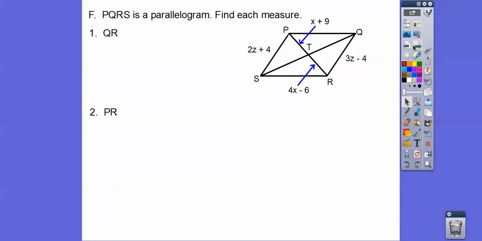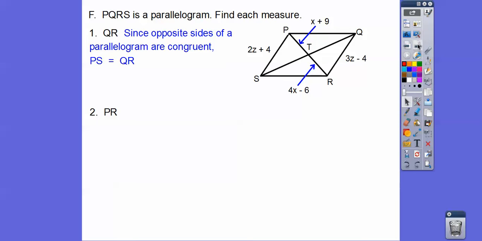So QR is right here. Remember, these opposite sides are congruent. So we're going to go ahead and find z first. The opposite sides are congruent, so I'll subtract 2z from 3z, and I'll go plus 4, so we get z equals 8. And then remember, we got to find out what is QR, so 3 times z minus 4, or 3 times 8 minus 4, and so we get 20 on that.